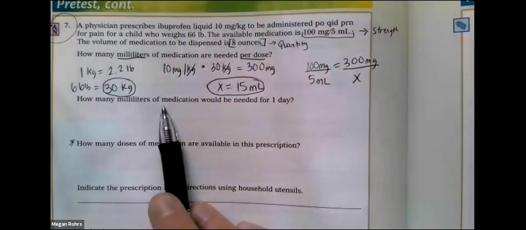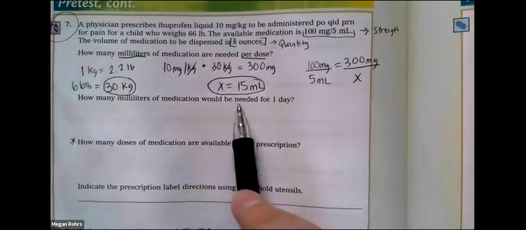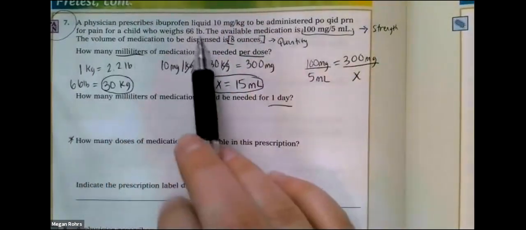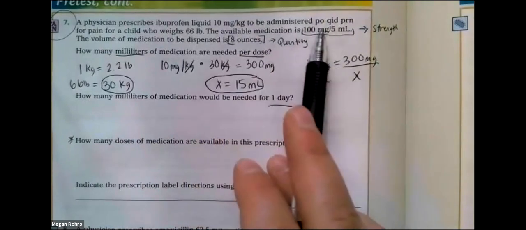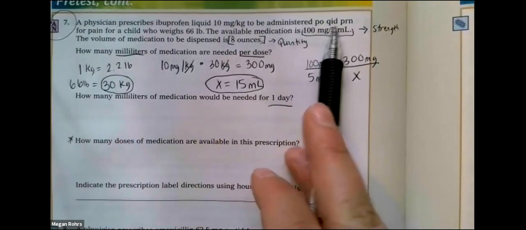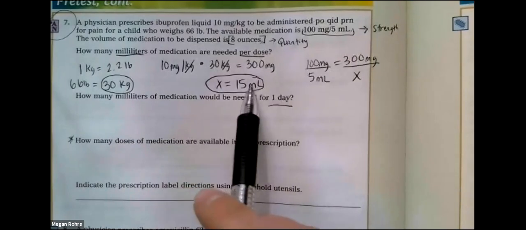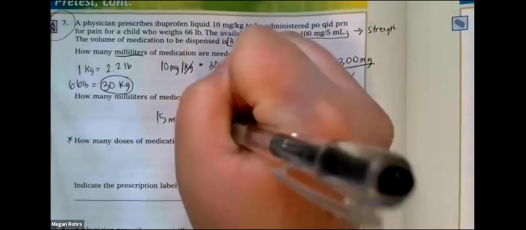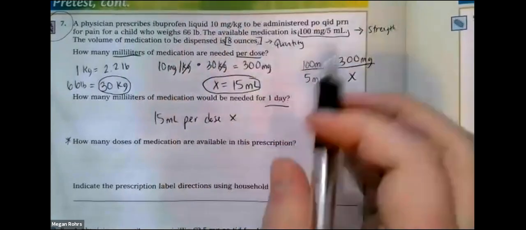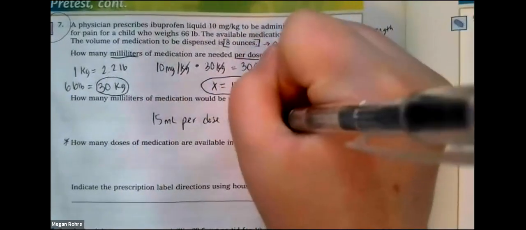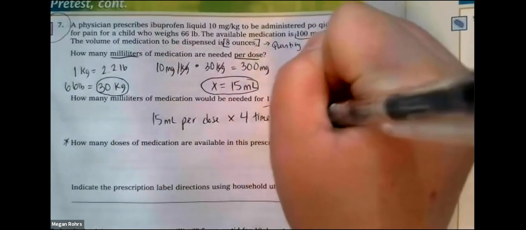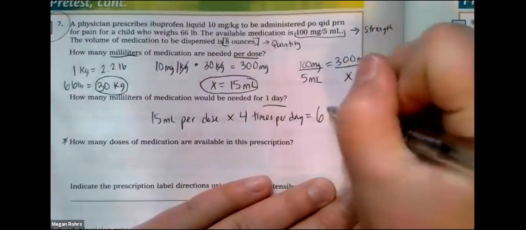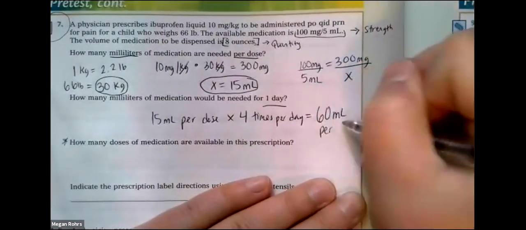So now this next question says, how many milliliters of medication would be needed for 1 day? Well, if we look at the order, they are getting this dose 4 times a day as needed. So if this is our dose volume, they're taking 15 mils per dose times 4 times per day. Well, 15 times 4, that would give us 60 milliliters per day.